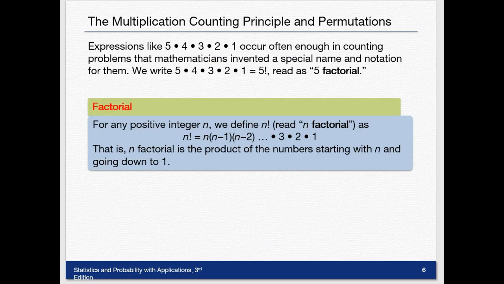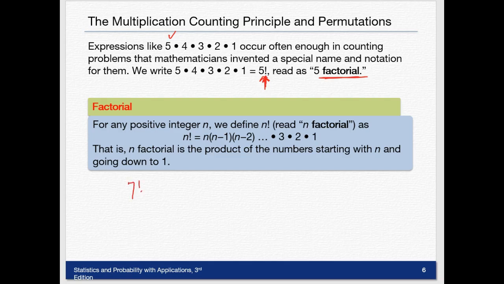Now, expressions like 5 times 4 times 3 times 2 times 1, where you start with a number and count down to 1 and multiply, occur often enough in counting problems that mathematicians invented a special name, and we call that a factorial. The symbol is an exclamation mark. We read it as 5 factorial. If you see a number followed by a factorial, it just means you start with that number, keep counting down until you get to 1, and multiply them all together. That's all a factorial is.